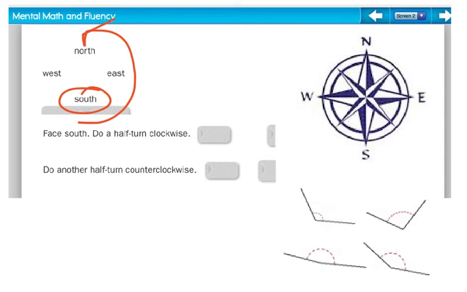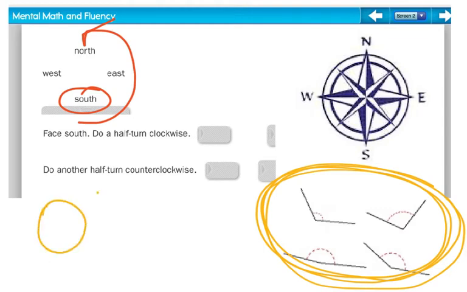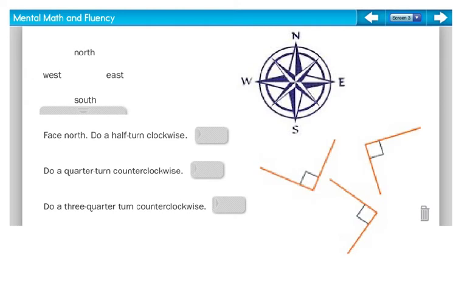All right, before we move to the next screen, if an angle is larger than 90 degrees, what is it called? Obtuse. We'll need to know those for today's lesson. And lastly, I want you to face north. I want you to do a half turn clockwise. Go ahead and move. Half turn clockwise. Which way are you facing? Should be facing south if a half turn is made.